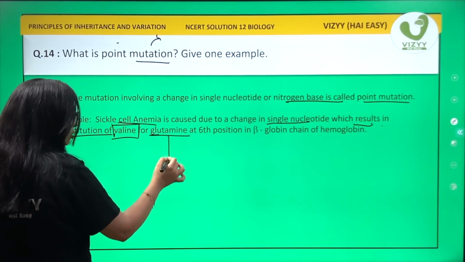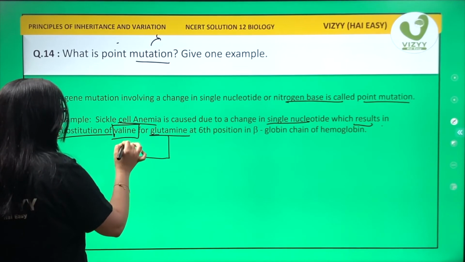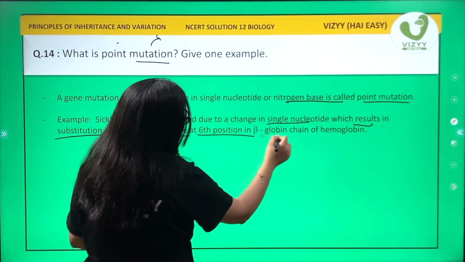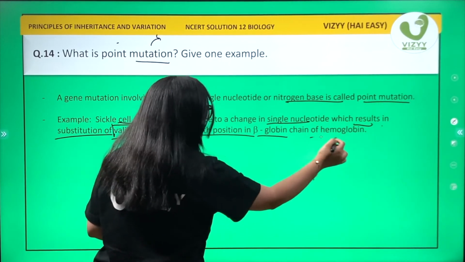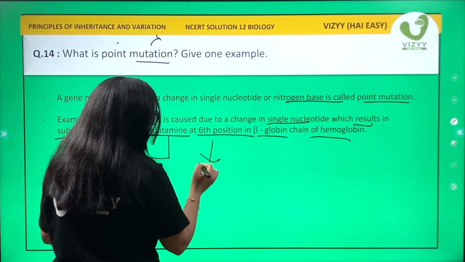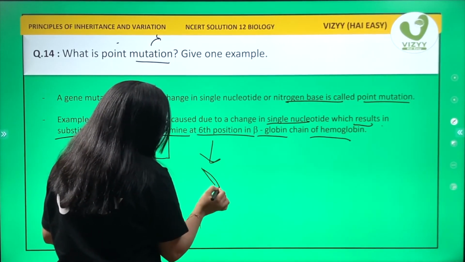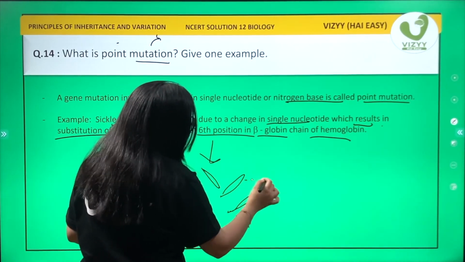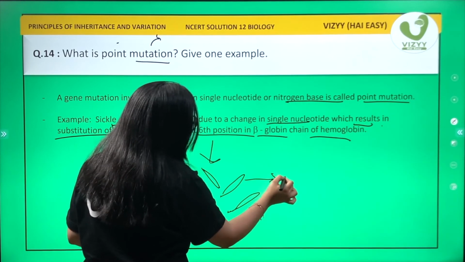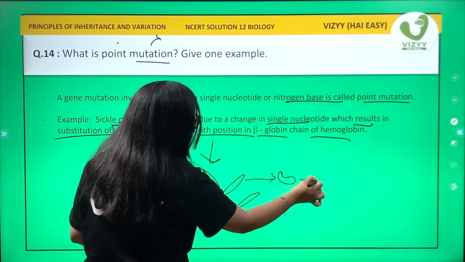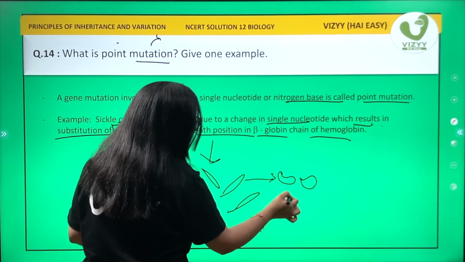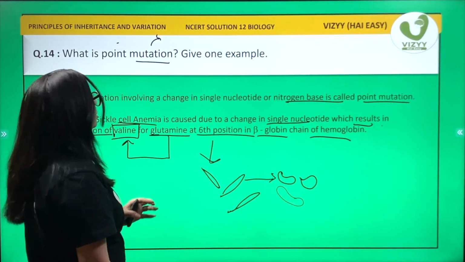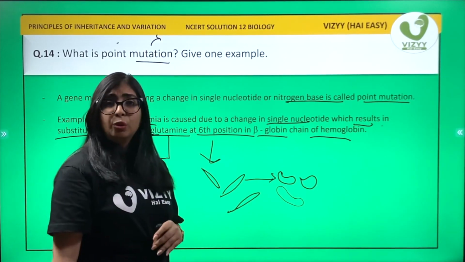So in place of glutamine, valine is formed at the 6th position in the beta globin chain of hemoglobin, which results in making the RBC sickle or pointed in shape instead of biconcave. Okay students, so this is your answer number 14.